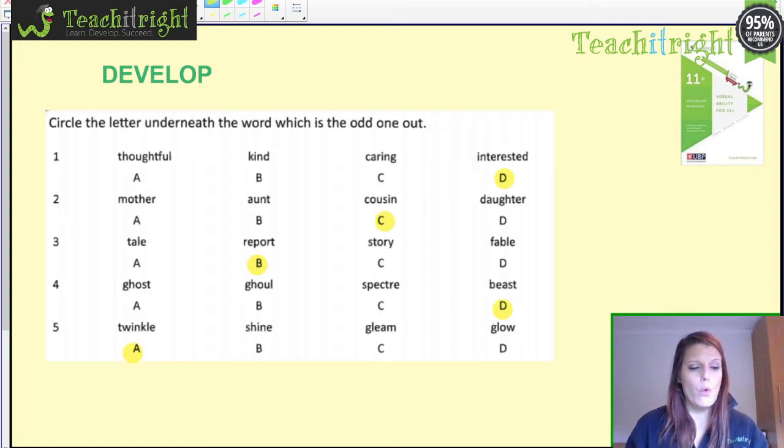Number 3 is report, because the others are all forms of fictional writing. Number 4, this is beast. The others, ghost, ghoul and spectre, are all synonyms. They mean ghosts. And twinkle, shine, gleam and glow. The answer here is twinkle, because the others are steady forms of light, whereas a twinkle flickers.